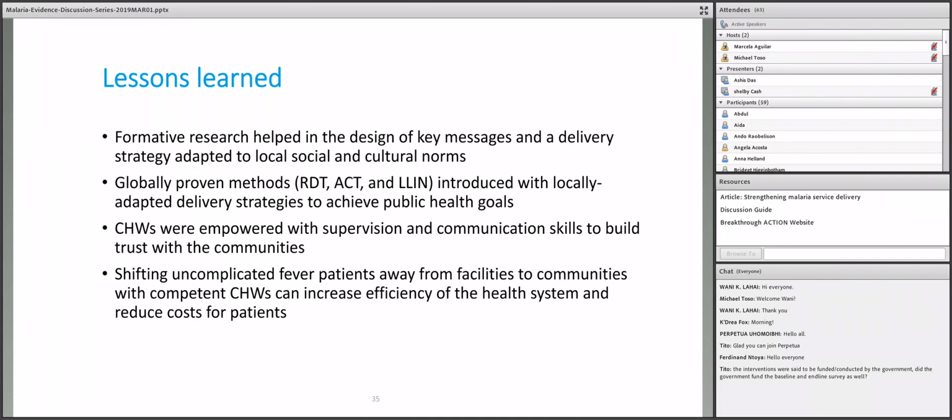Finally, shifting fever cases that are complicated from the facilities to the community level treatment provider. As we saw, the cases were reducing from medical doctors and increasing at the community health worker level. So it can increase the efficiency of the health system, increase the cost effectiveness, and will reduce the cost of the patients if we factor in patients' travel time and indirect costs such as loss of wage or some accompanying person going with the patient to the health facility and so on.